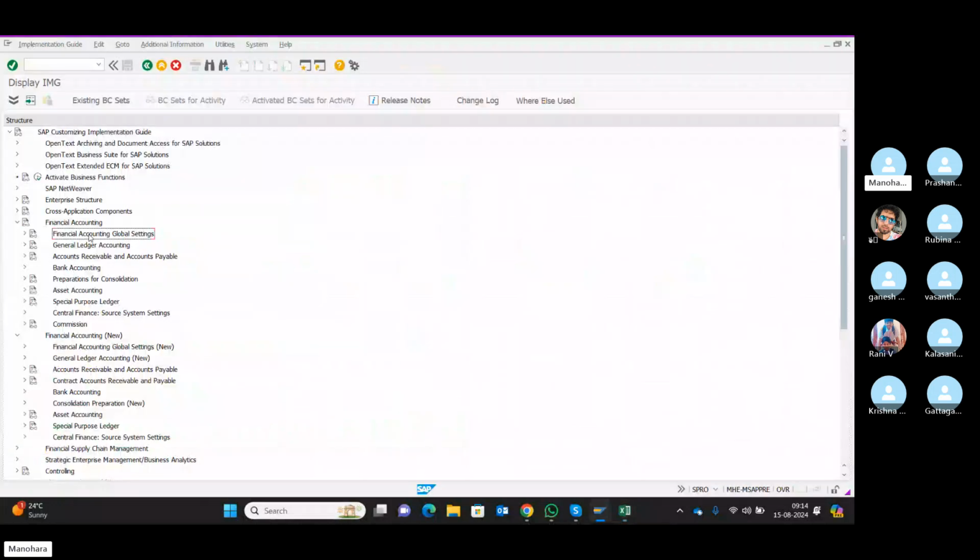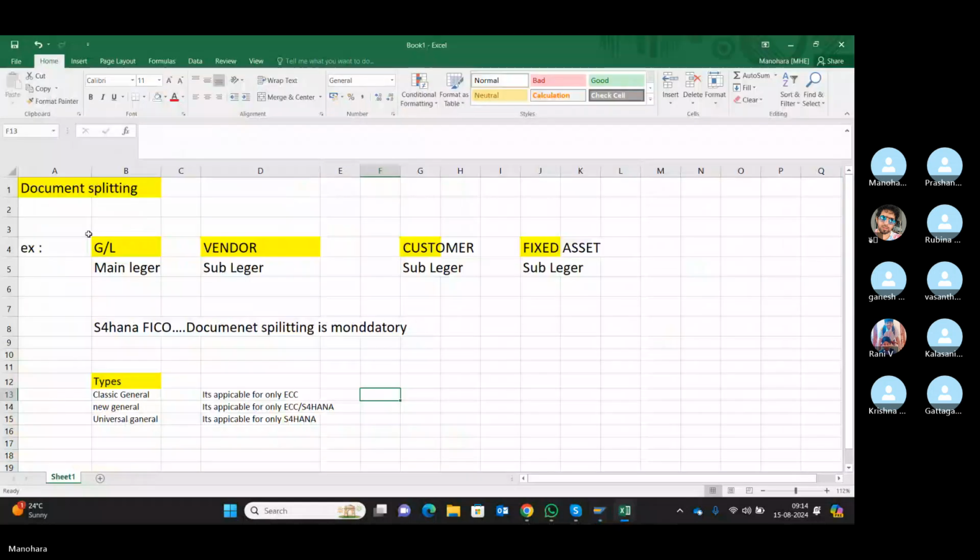In tables, data will be saved in tables. For example, whenever you attend an interview with around 4 years of experience, the interviewer will ask which GL concept you are working with in your existing company, either classic GL or new GL. This is important. Whenever you are an experienced person, they will ask.